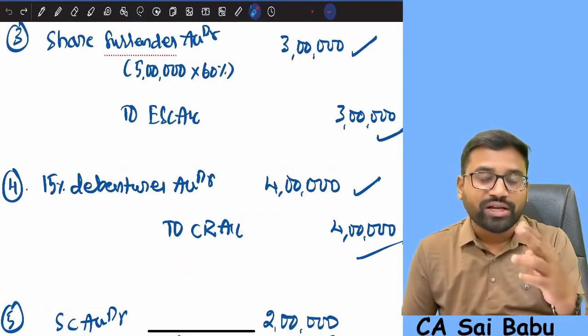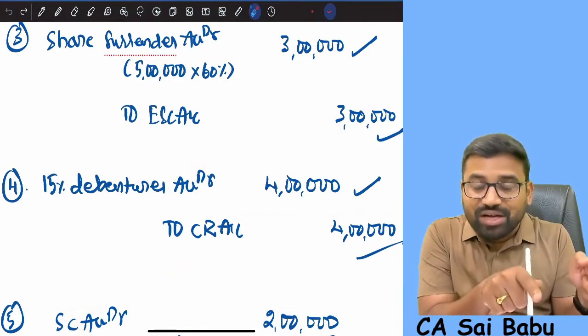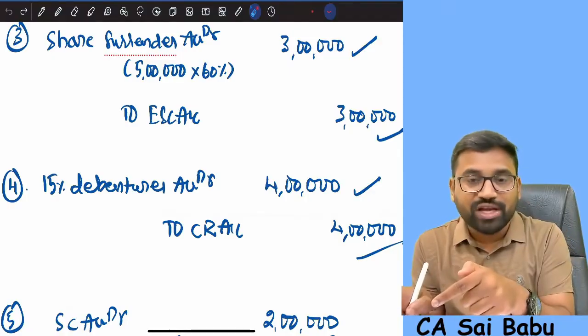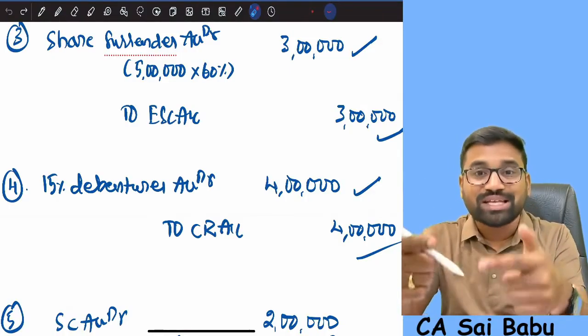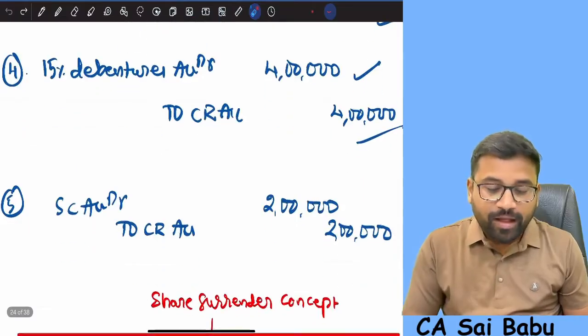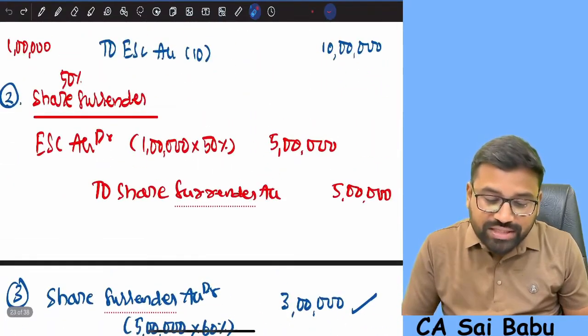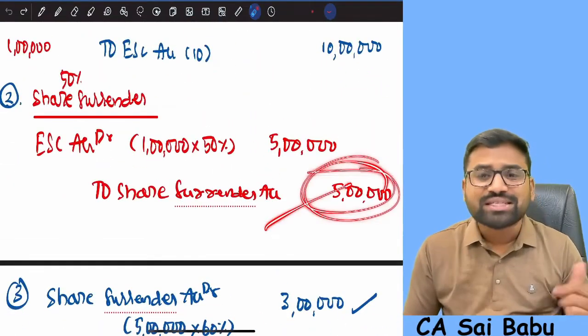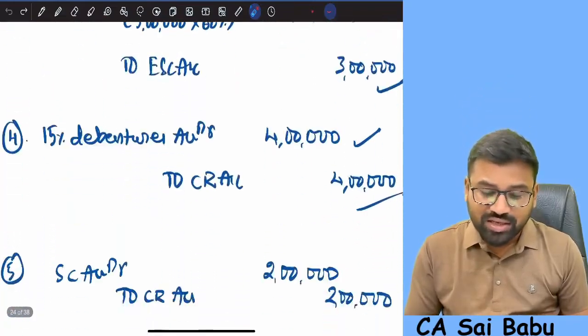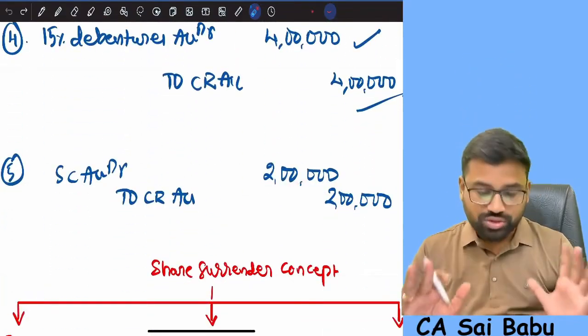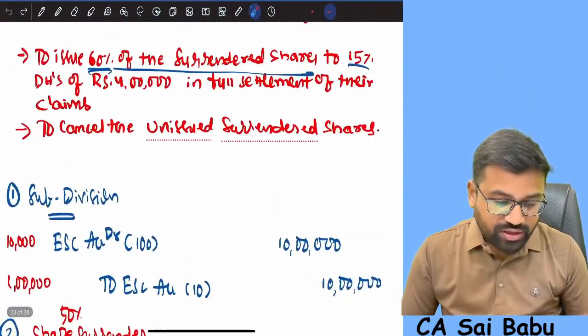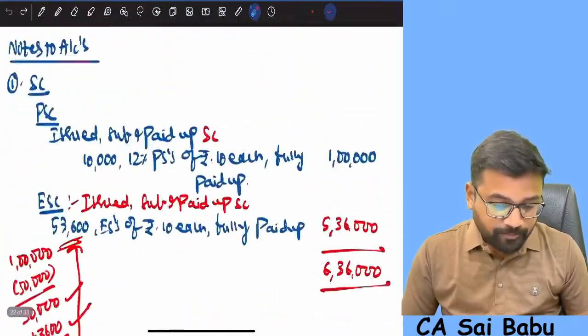So, I told you two entries. For converting surrendered shares into share capital, one entry, and then settlement of liabilities to capital reduction, another entry. And whatever balance is unutilized in the share surrender account, out of 5 lakhs, 60% used, the remaining 40%, 2 lakhs, will be transferred to the capital reduction account. So this is how the entries will be passed for the share surrender concept.